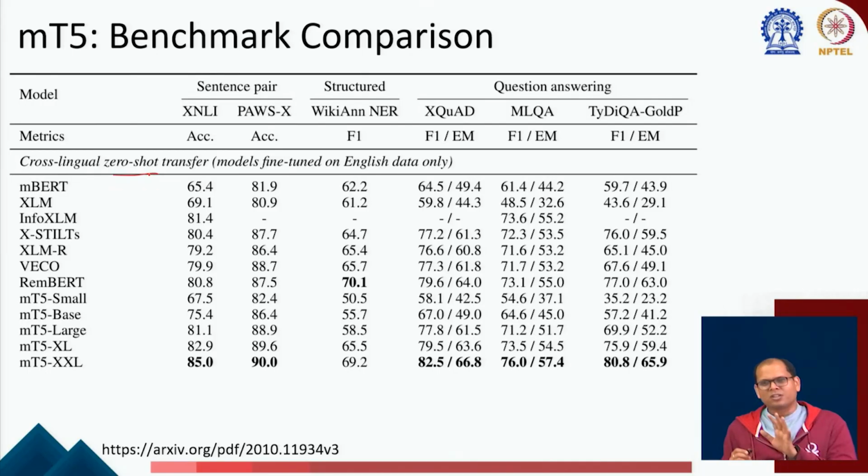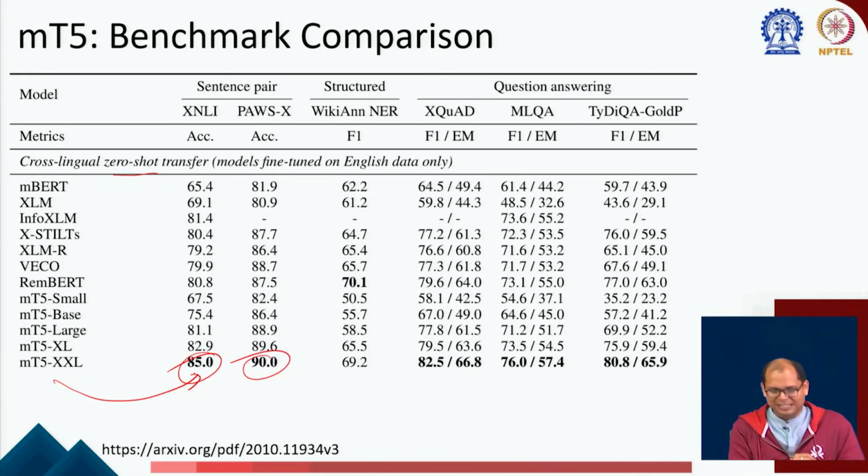So just zero shot in other languages, and you see this already gives a very high performance, right? Much better compared to, say, mBERT, which is 65, and this is giving you 85 zero shot performance. So this was also true for other kinds of tasks that we will talk about at some point of time.